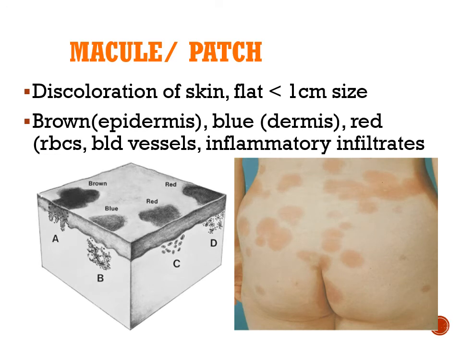Macule is a mere discoloration of the skin and is flat. It is less than 1 centimeter in size. If it is greater than 1 centimeter, it is now known as a patch. The color of the patch or the macule depends on where the pathology lies. Brown discoloration is usually pigmentation in the epidermis. Bluish discoloration is usually pigmentation in the dermis. And red discoloration can be a collection of red blood cells within the blood vessels or inflammatory infiltrates within the immediate surrounding blood vessels.